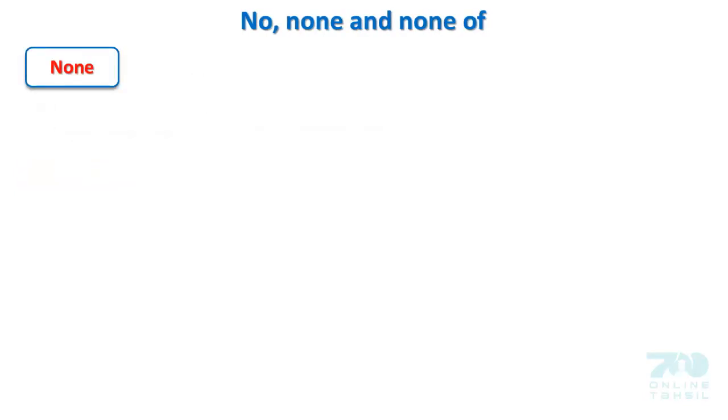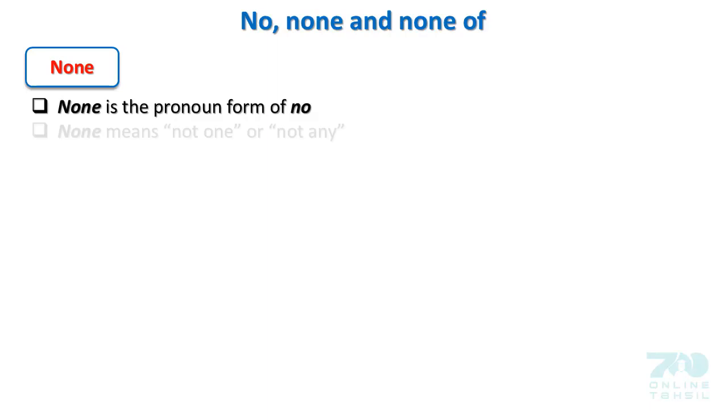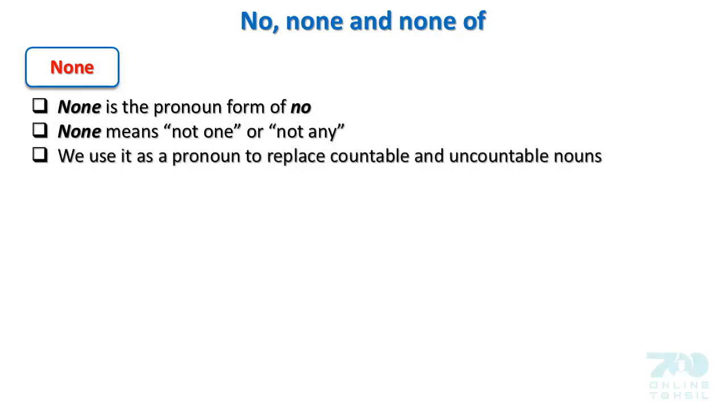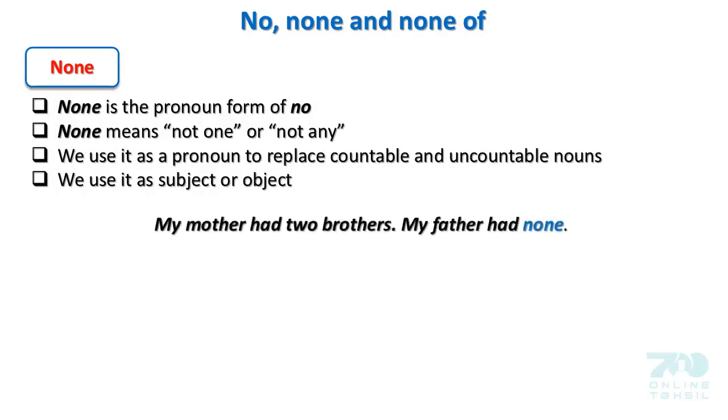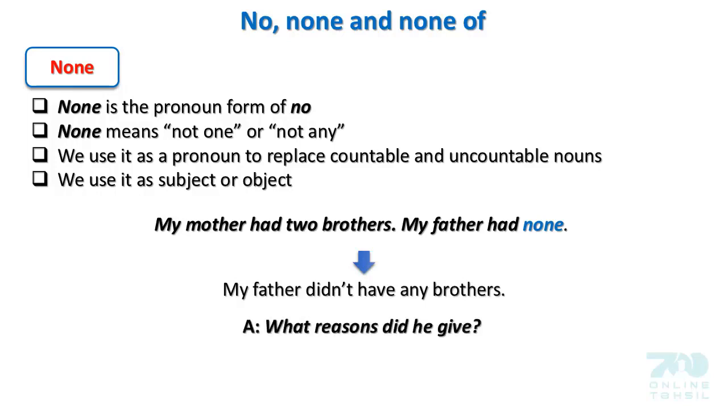None. None is a pronoun form of no. None means not one or not any. We use it as a pronoun to replace countable and uncountable nouns. We use it as subject or object. My mother had two brothers. My father had none. My father didn't have any brothers. A: What reason did he give? B: None.